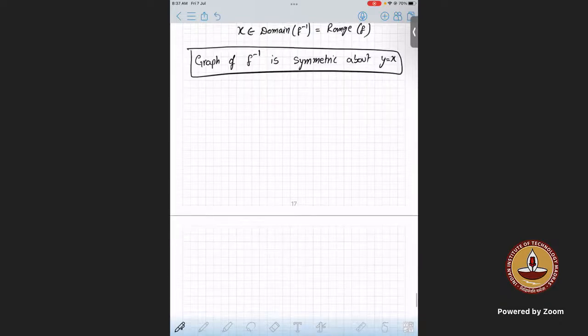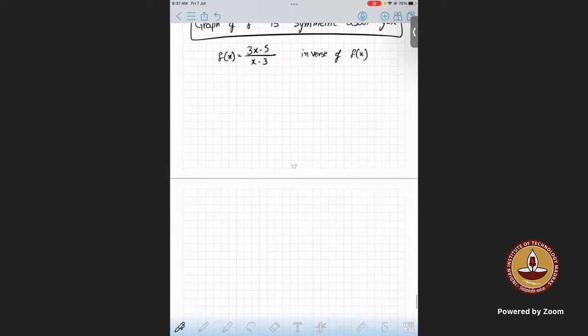Look, now I will tell you. If someone asks you to find the inverse of the function f of x equal to 3x minus 5 by x minus 3, how will you find it? Sir, we switch x and y. Where is x, we put y; where is y, we put x. Okay, do like that. Just tell me the answer.